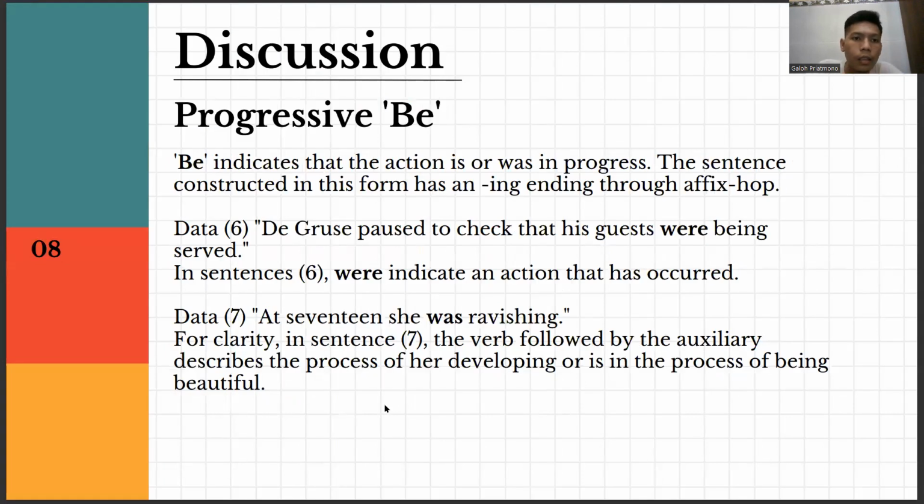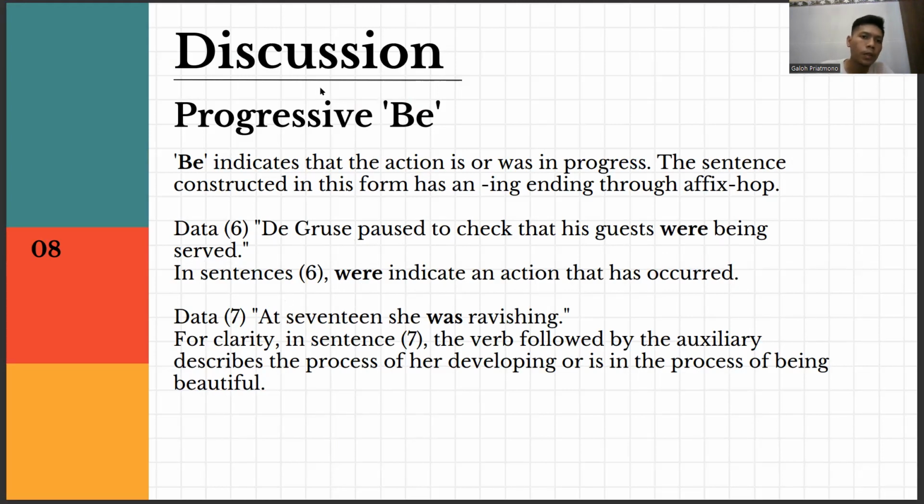The third type is progressive be. Be indicates that the action is always in progress. The sentence constructed in this form has an ing ending through affix hopping. The first data for the third type is in sentence 6: De Cruz paused to check that his guests were being served. In sentence 6, were indicates an action that has occurred. In this context, De Cruz is wondering and then checks his guests whether they are being served or not.